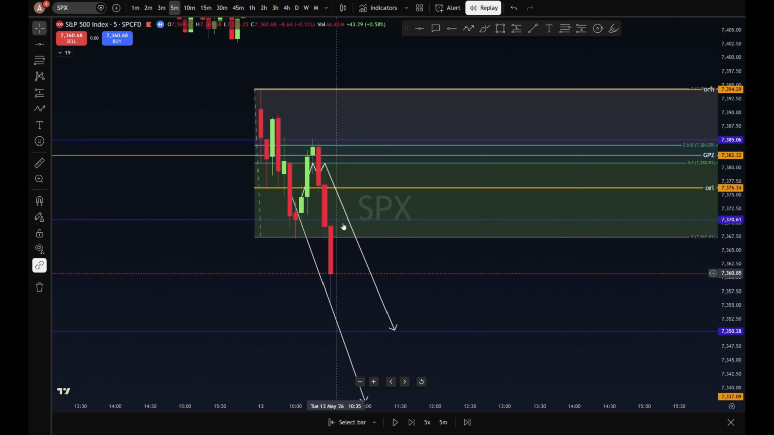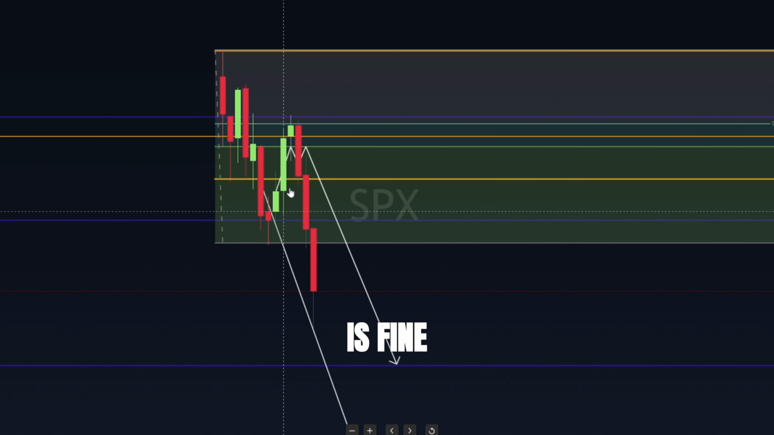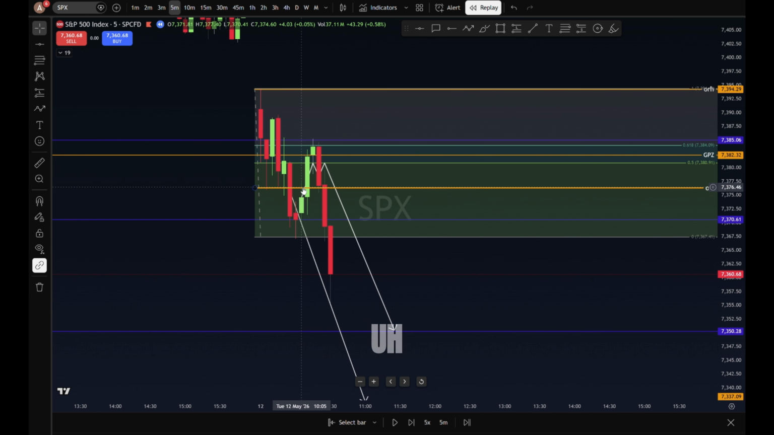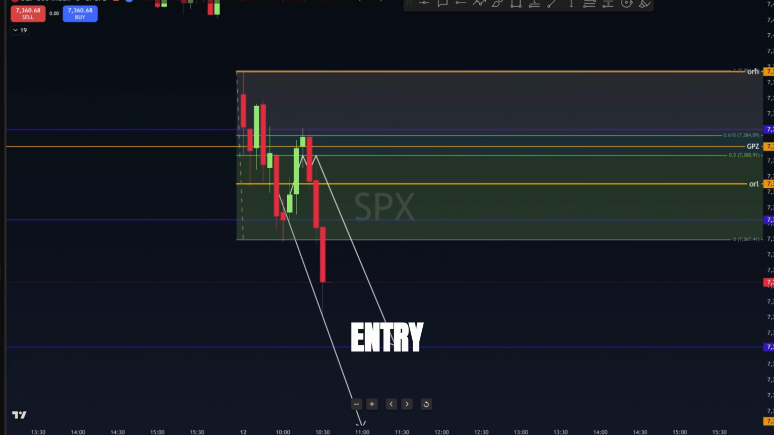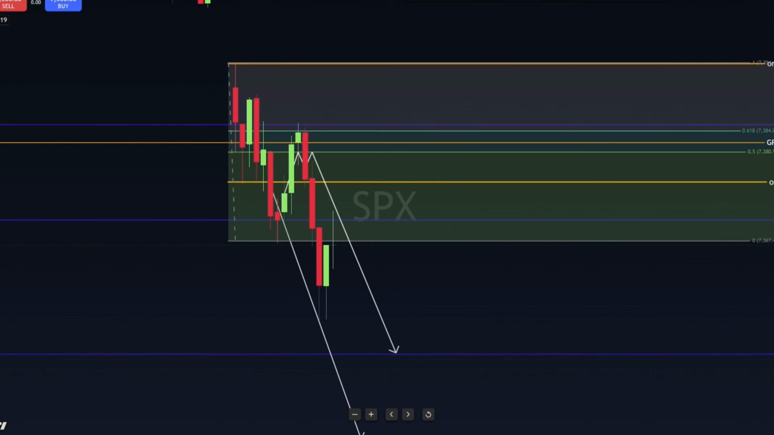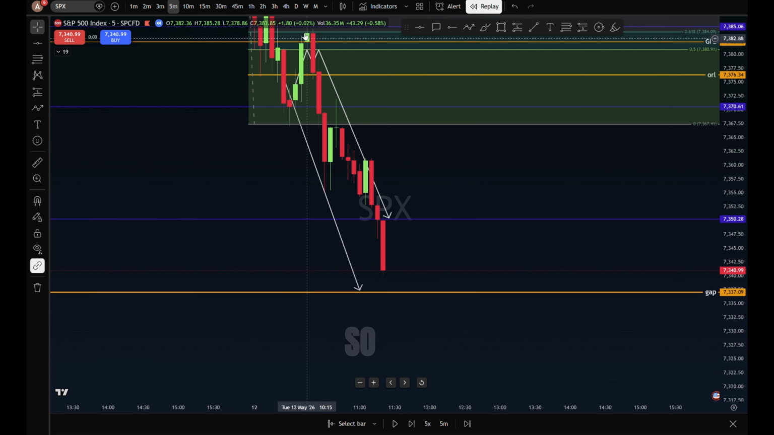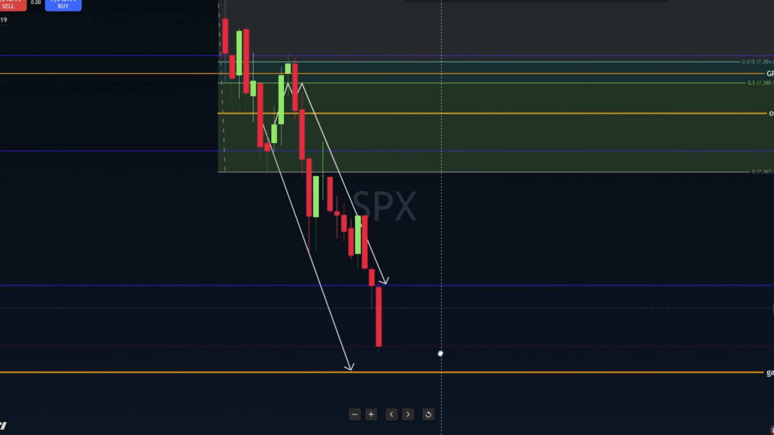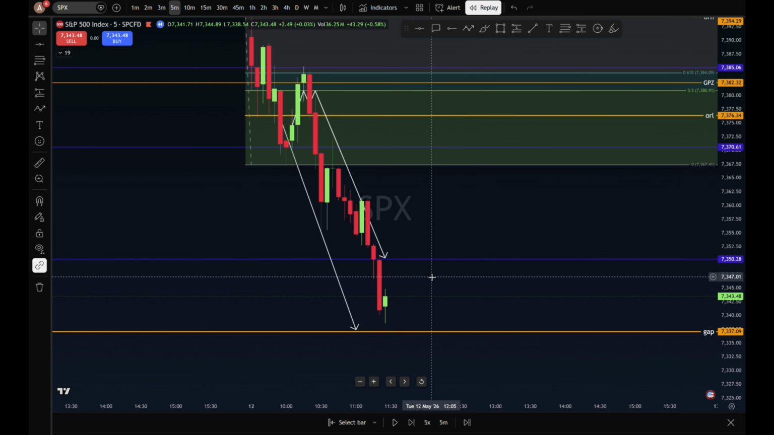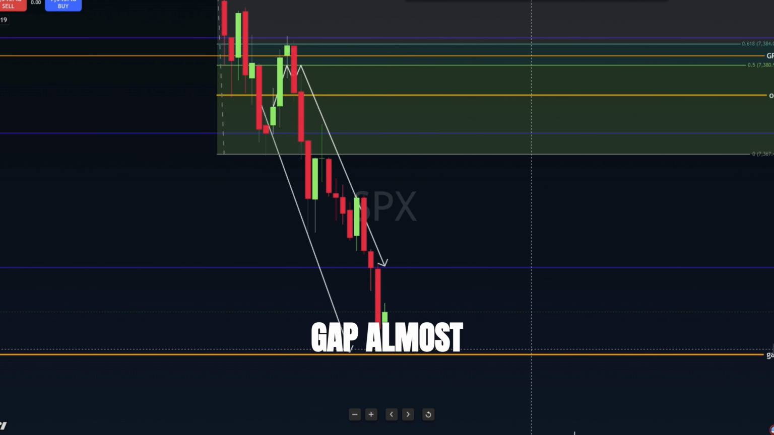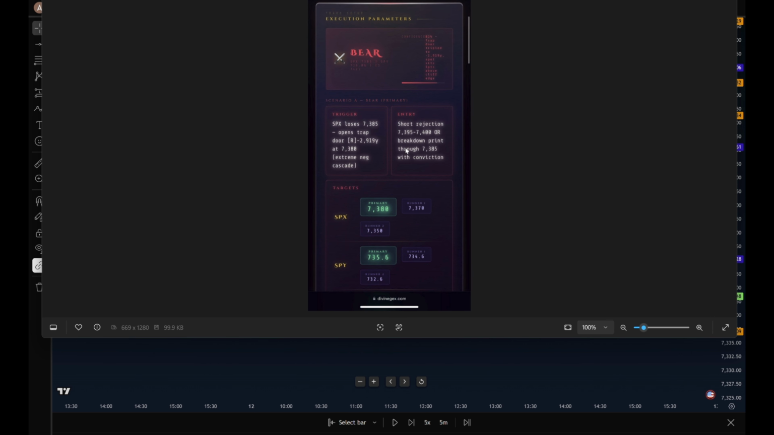Boom, you see. So if you enter here, that would have been a perfect entry. Even here is fine, but not here, but here on the opening range low level. But if you enter here, also a perfect entry. Enter here, and then boom, it drips here. And yeah, the gap almost filled. Alright, so let's see. So this is how it works, GPZ.